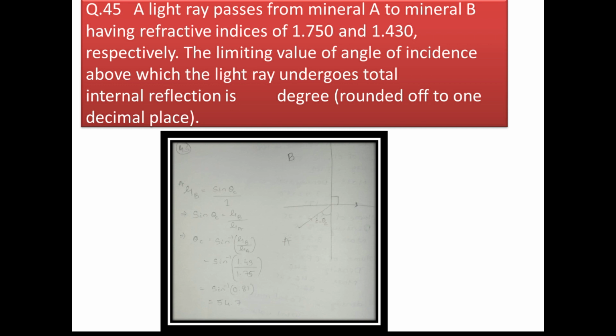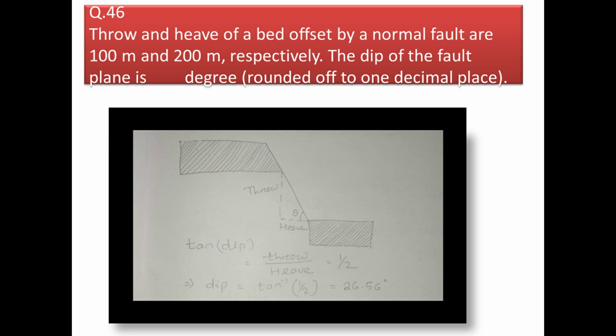Okay. Next question. The throw and heave of a bed offset by a normal fault are 100 meter and 200 meter respectively. The dip of the fault plane is dash degree. Now here in this figure we have shown a normal fault. You can see the horizontal component is called heave and the vertical component is called throw, and theta is the dip angle. Okay. Now the tan of dip angle equal to throw divided by heave, that equal to 1 by 2. So the dip angle is tan inverse 1 by 2, that is 26.56 degree.